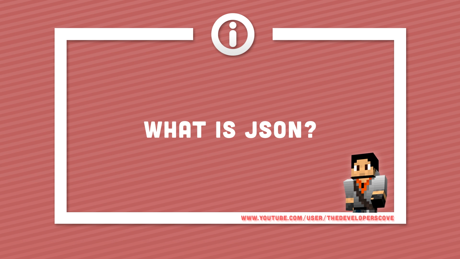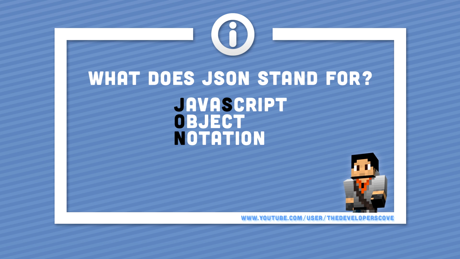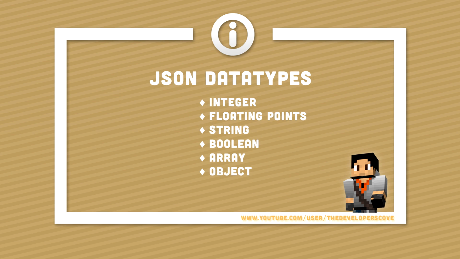JSON is a minimal, readable format for structuring data. It is used primarily to push and pull data to and from the web. JSON stands for JavaScript Object Notation. There are various JSON data types, and some include integers, floating points, strings, booleans, arrays, and objects.